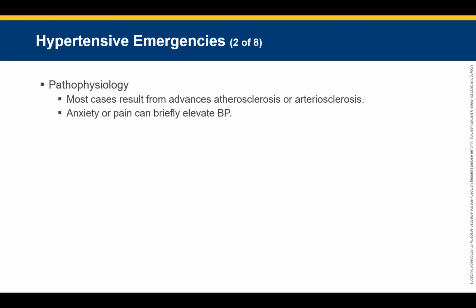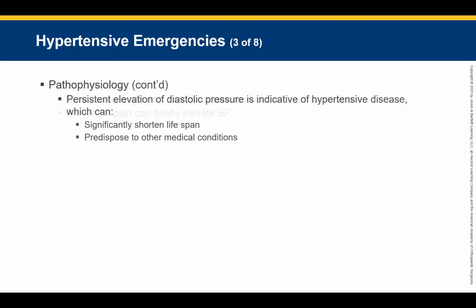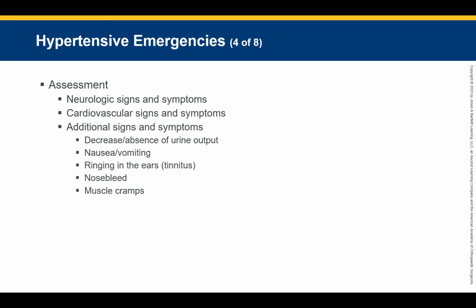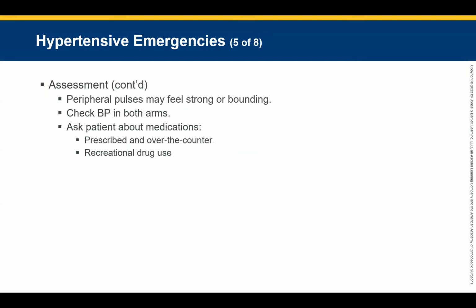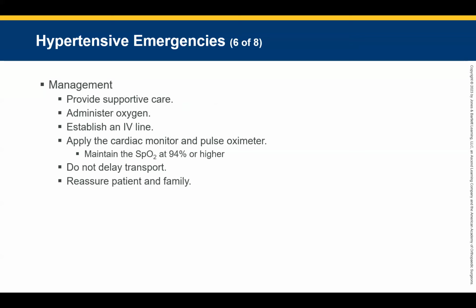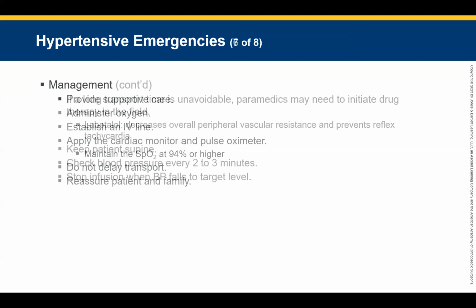Not that we're going to necessarily fix it in the field, but we need to take them to the hospital and give them to the hospital to check out, so we can start getting them on the right meds. It significantly shortens lifespan, causes left ventricular hypertrophy or cardiomyopathy. They can have nausea, vomiting, ringing of the ears, nosebleeds, muscle cramps. All this stuff can happen. Check BP in both arms. You might feel bounding pulses. Ask patients what medications they use, and if they're using over-the-counter drugs. Provide supportive care, IV line, don't delay. Keep going.